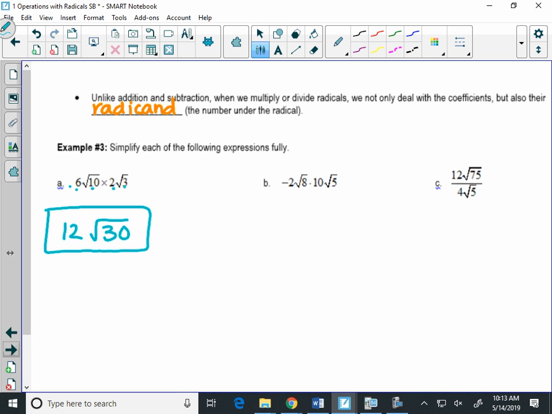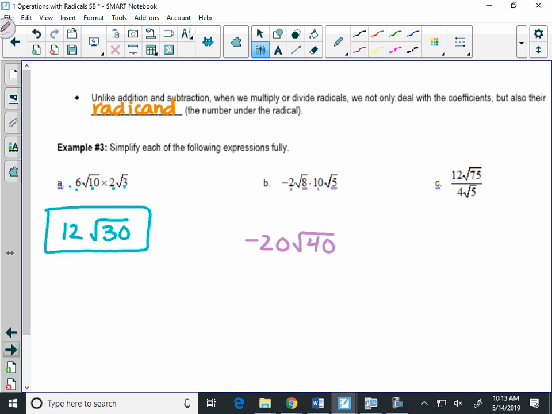If we take a look at B, again, same thing. Multiply the outside numbers together. Negative 2 times 10 gives us what? Negative 20. Square root, multiply the numbers underneath. 8 times 5 is 40.